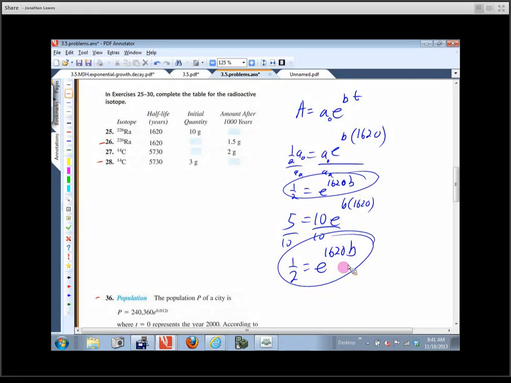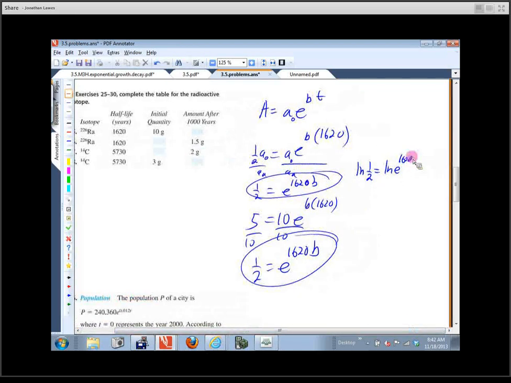How do I get the b? How do I find out what b is? ln. So we're going to do the ln of 1/2 equals the ln of e to the 1620b. What? I'm not done yet. I'm just writing the work. So this is going to be the ln of 1/2 equals, these undo each other, so now I have 1620b. So that means I get a b on this side, and I have the ln of 1/2 over 1620.